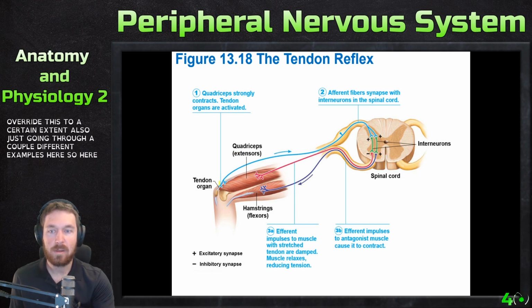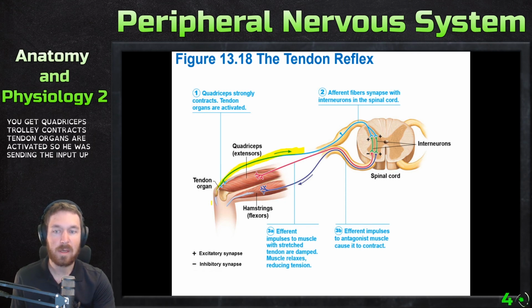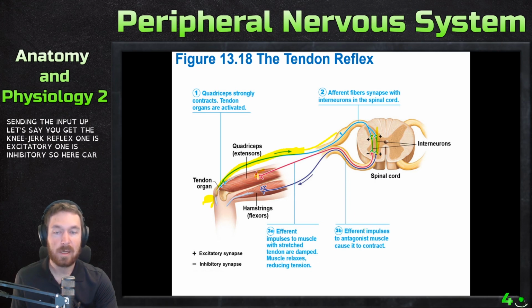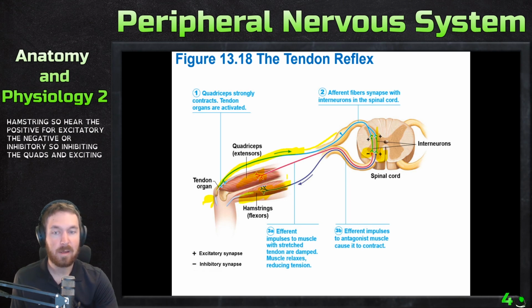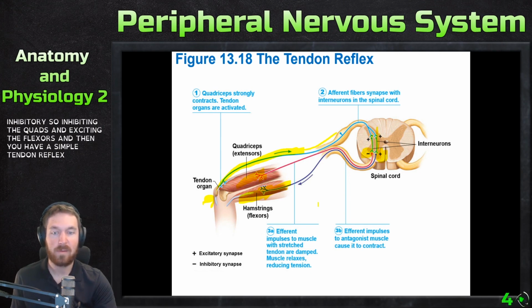So here the quadriceps strongly contracts, tendon organs are activated. So here sending the input up. Let's say you get the knee jerk reflex here. So it goes through multiple synapses here. One is excitatory, one is inhibitory. So here causing extension of the quadriceps and flexing of the hamstring. So here the positive for excitatory, the negative for inhibitory. So inhibiting the quads and exciting the flexors, and then you have a simple tendon reflex there.